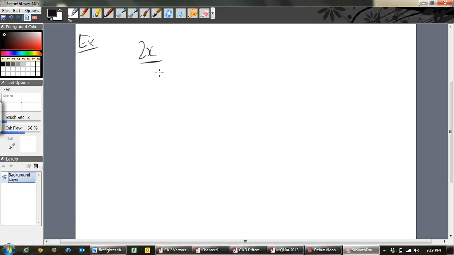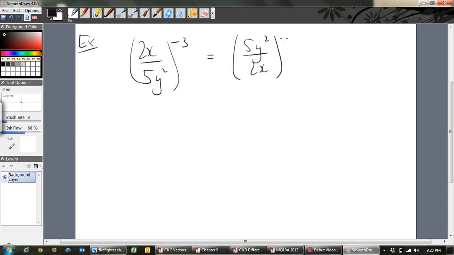Okay, 2x over 5y squared, to the power negative 3. Let's try that. Firstly, let's deal with that negative. The negative flips things upside down. So that's equal to 5y squared over 2x, to the power positive 3. Negative flips it upside down. Once we've dealt with this, now let's deal with this power here.